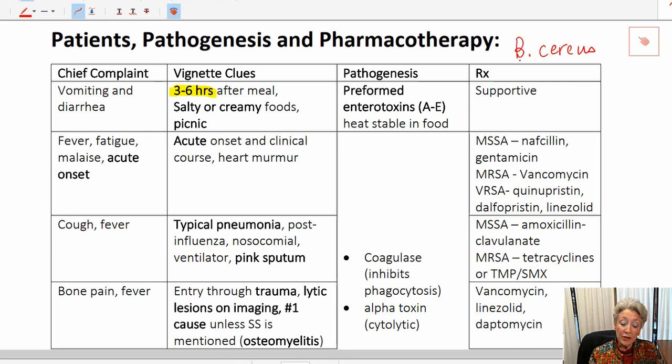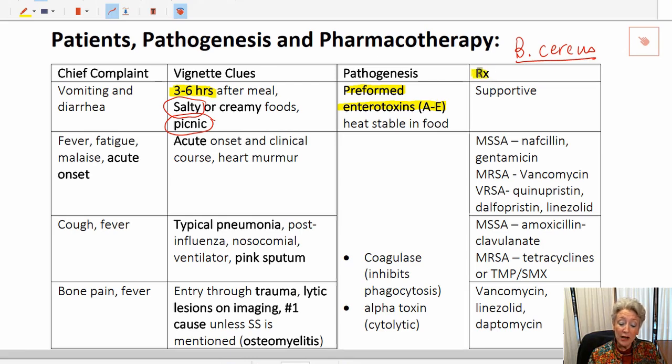And I can distinguish between them because of the fact that this is going to be associated with salty foods that are typically taken to a picnic. So any mention of someone attending a picnic, the idea is that the toxins are preformed in the food after the food is prepared, and then during the transport from the refrigerator to the location of the picnic, the toxin will be made. So very, very common.